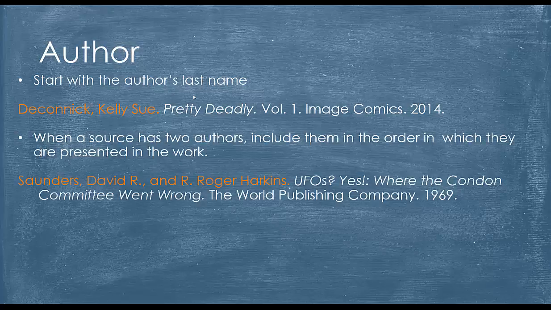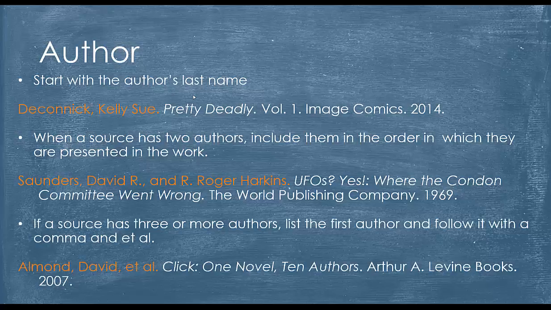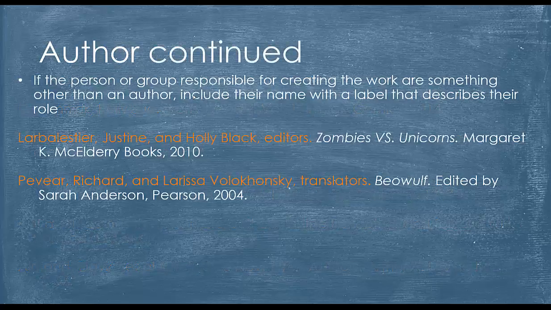When a source has 2 authors, include them in the order in which they are presented in the work. Note that for the second author, you start with their first name and then their last. If a source has 3 or more authors, list the first author and follow it with a comma and et al. This means and others. If a person or group responsible for creating the work is something other than an author, include their name with a label that describes their role.